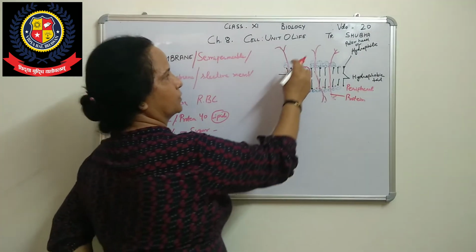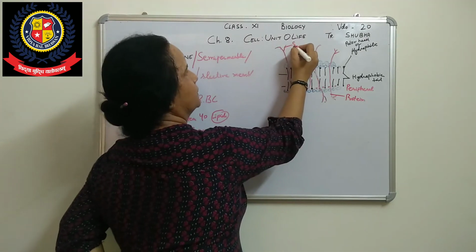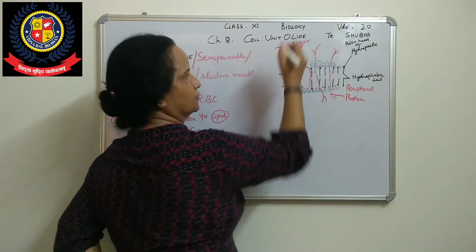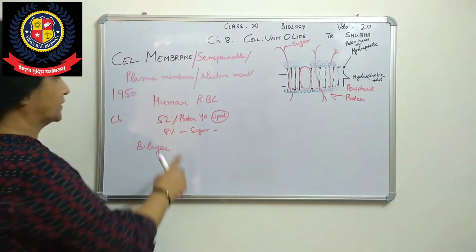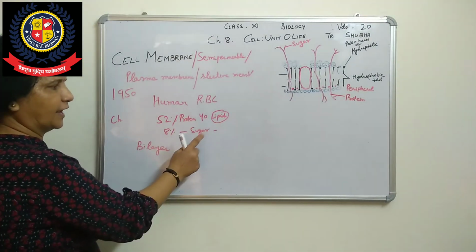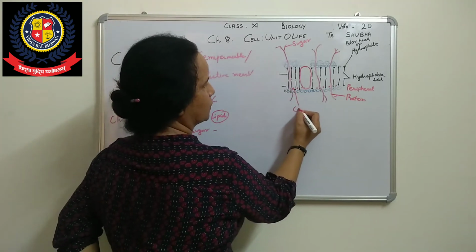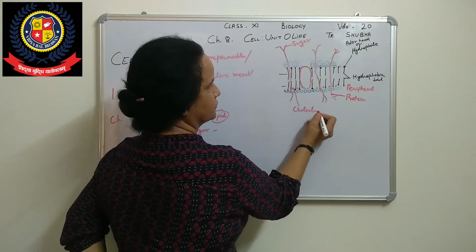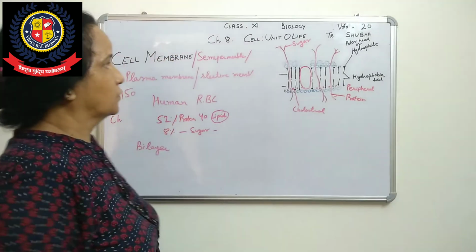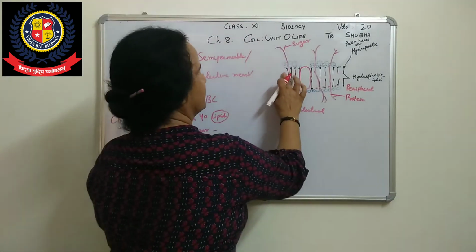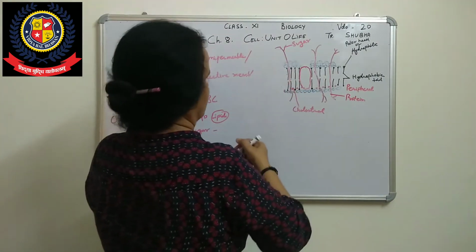Now, some branches are there, and those are sugar molecules. As I told you, the membrane has protein, lipids and sugar. And some are cholesterol. These are cholesterol. So we will just see that one. We can make another, one more layer.